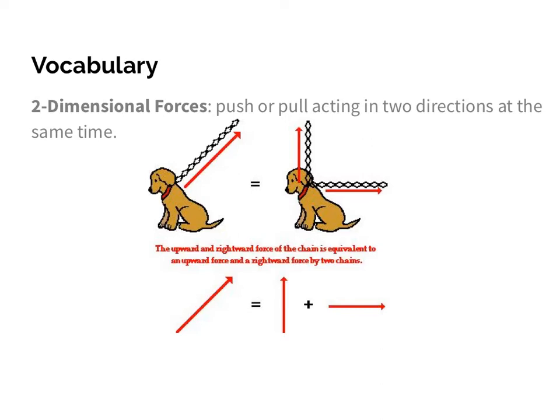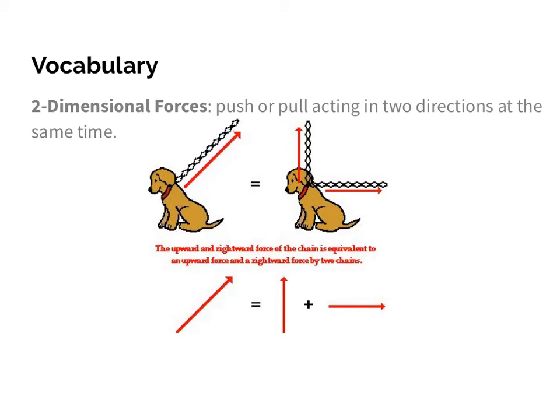So again, a force is just any sort of push or a pull that's acting on an object. But specifically, we're going to look at two-dimensional forces. So those pushes or pulls are now going to act in two directions at the same time. So take, for example, the force here acting on the dog. Let's say I'm pulling back on the dog's leash. In this case, I'm pulling at an angle.